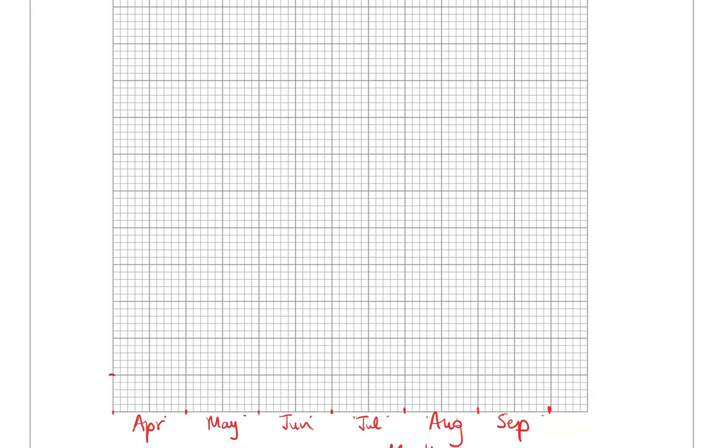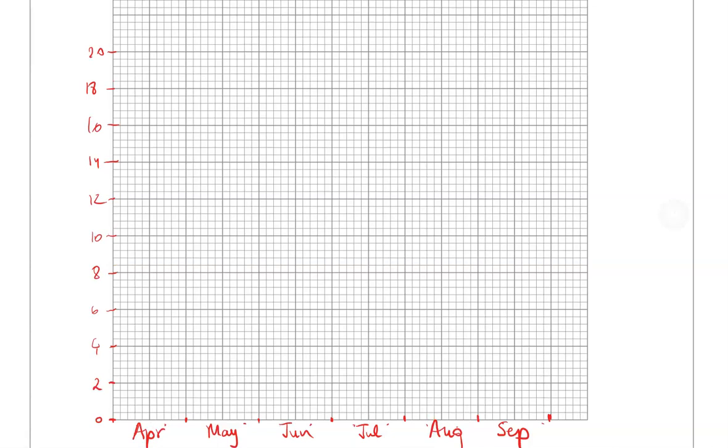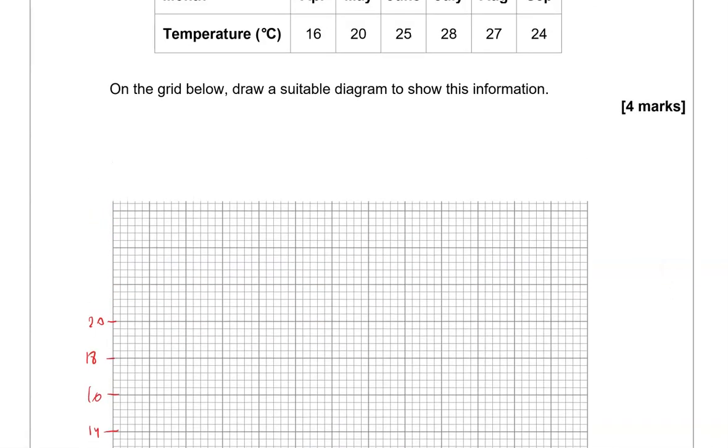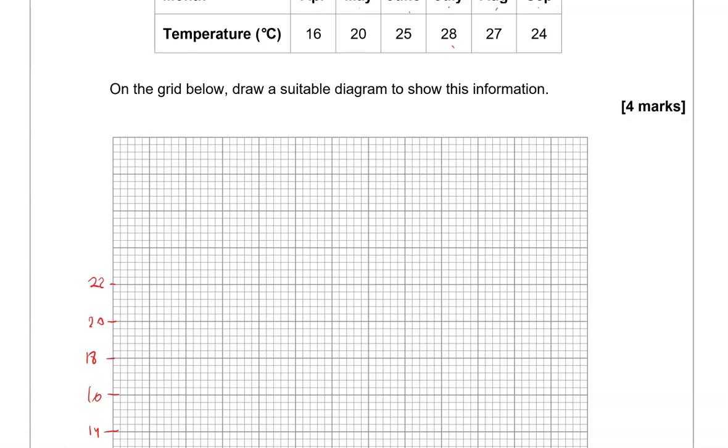So this would be 2. Of course, this is 0. So that is 4, 6, 8, 10, 12, 14, 16, 18, 20, 22, 24, 26, 28, 30, and that's temperature in degrees Celsius.